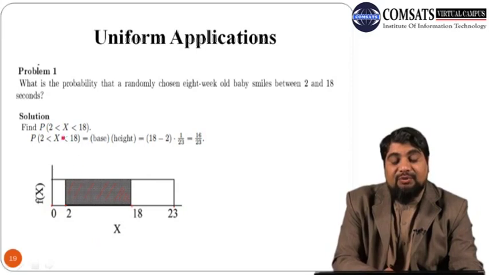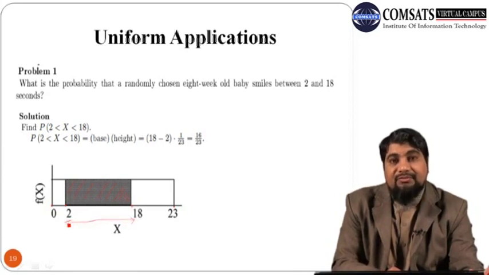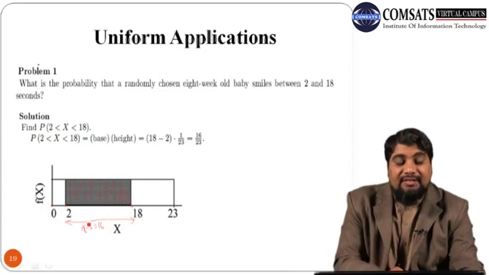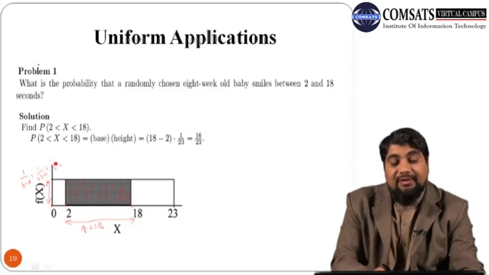So we can calculate this probability by using the formula for finding the area of a rectangle, which is base times height. In order to find the length of this rectangle, we have to move from 2 to 18, which is 18 minus 2, which is 16 units. The height of the rectangle is 1 over B minus A, so 1 over 23 minus 0, which is 1 over 23.